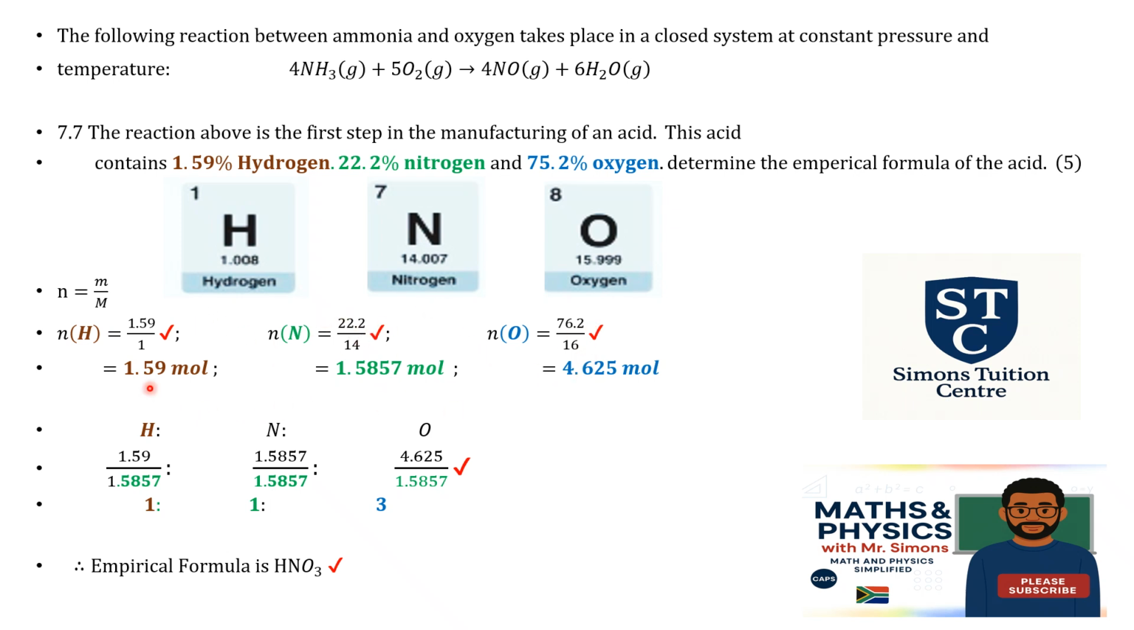Then, to get the ratio of hydrogen to nitrogen to oxygen, we divide by the smallest value of the 3, which in this case is 1,5857 mole. So 1,59 divided by 1,5857 gives me 1. Anything divided by itself gives me 1. 4,625 divided by 1,5857 gives me 3. So my ratio is 1:1:3. So I have HNO3. My empirical formula is HNO3, for the last mark. So that's 3, 4, 5 marks. So hope you follow and understand.